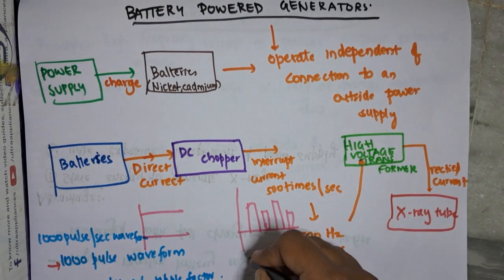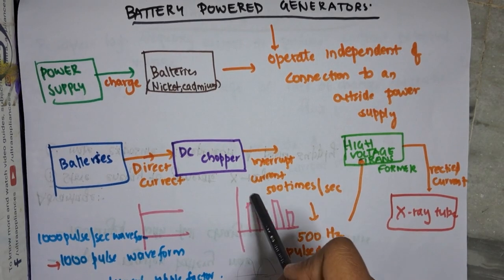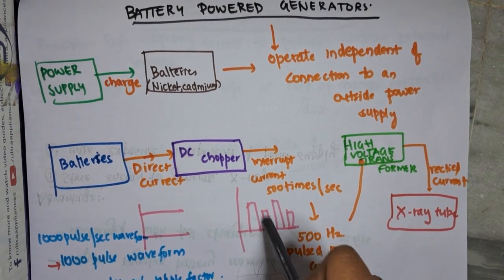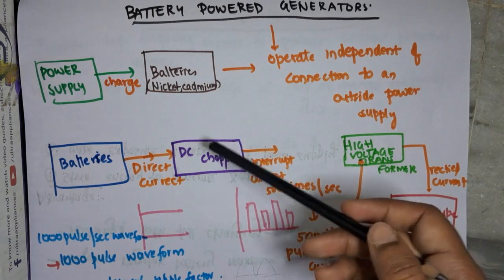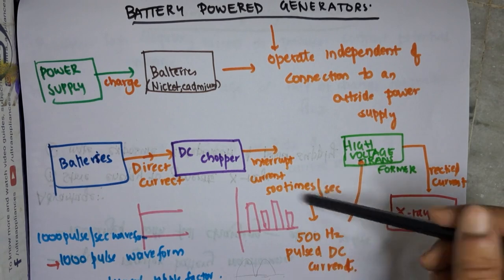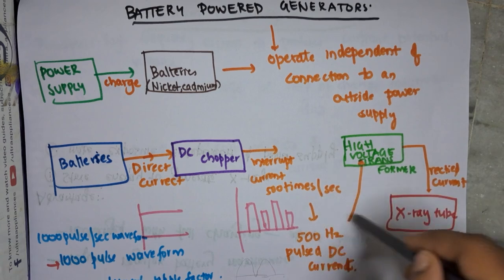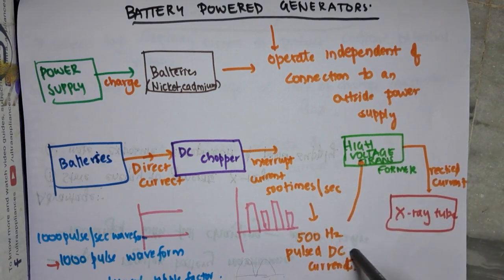Generally in alternating current there will be an increase and decrease like this. But still, this is the rectified current. Rectified current you will see like this, right? But here you can see a peak coming down. It's almost similar. So this DC chopper will convert direct current and chop it in such a way that it chops 500 times in 1 second, and thus it produces 500 hertz pulsed DC current.